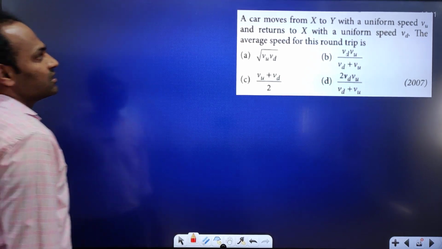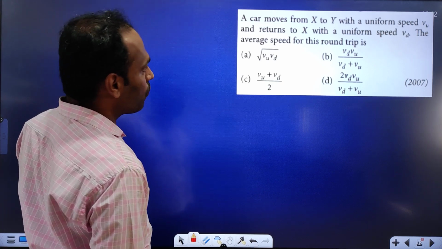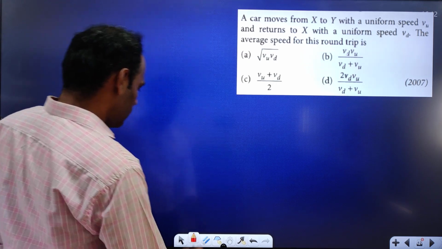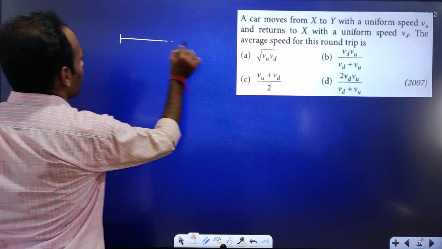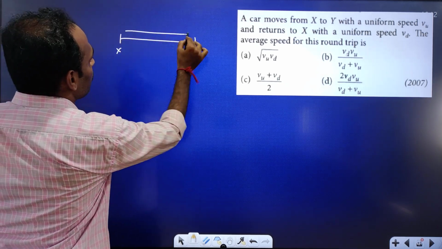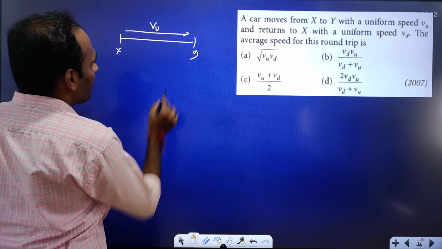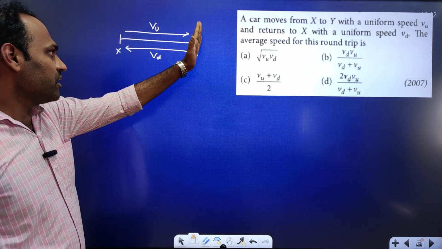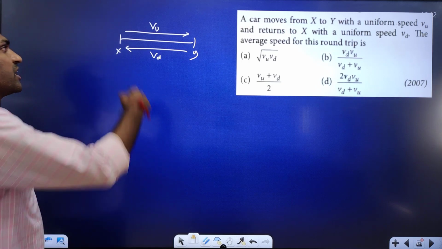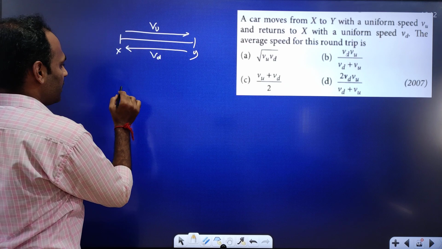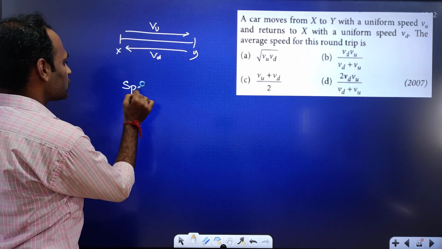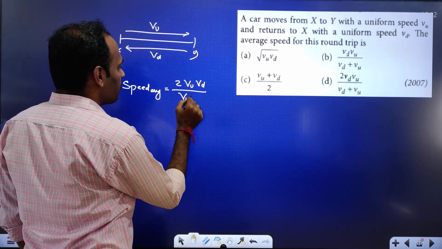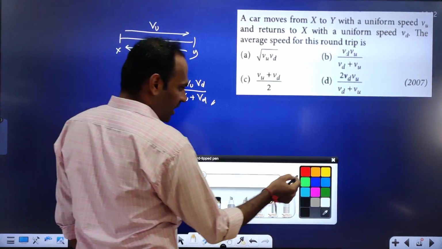Next, this is from KCET 2007. A car moves from x to y with a uniform speed vu and returns to x with uniform speed vd. The average speed for this trip is... Going from x to y it travels with speed vu, and from y to x with speed vd. The distance traveled is the same in both journeys, xy. Speeds are different and distance is the same, so the average speed is 2 vu into vd divided by vu plus vd. Option D will be correct.